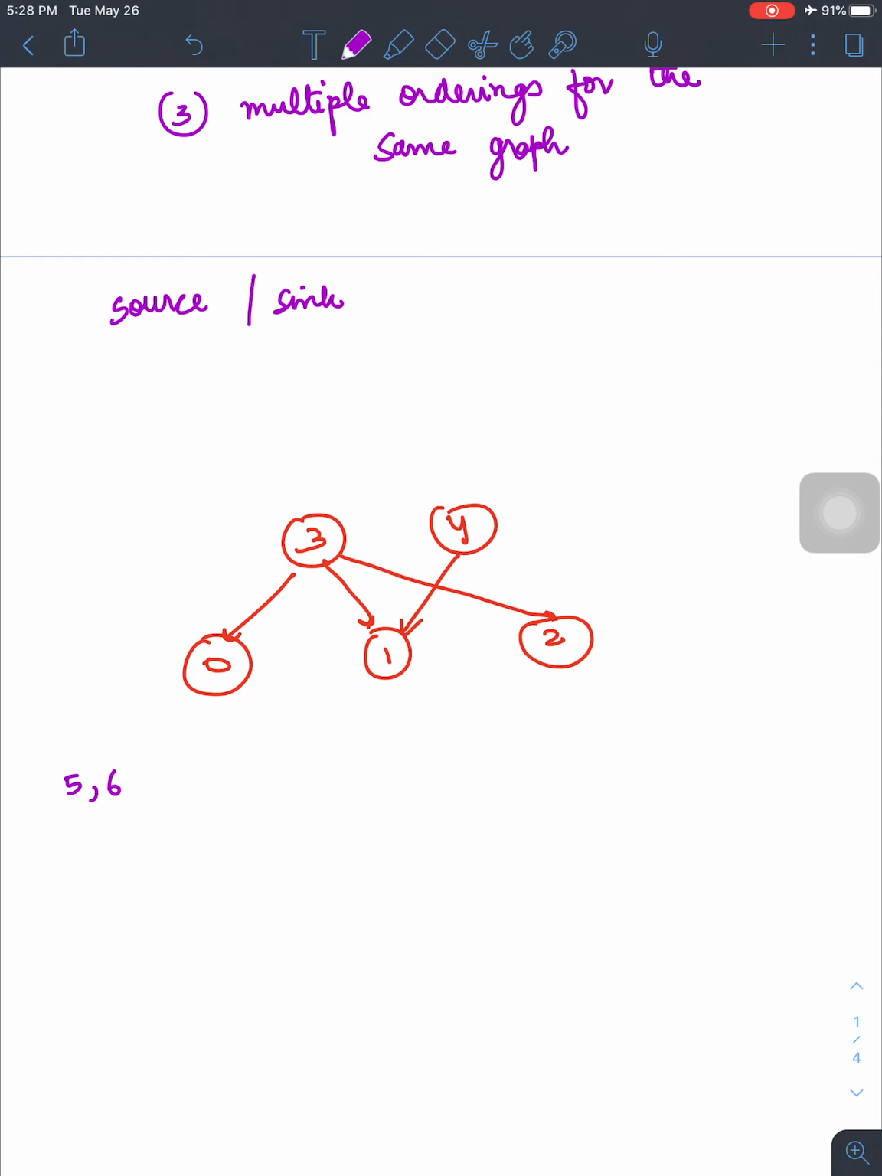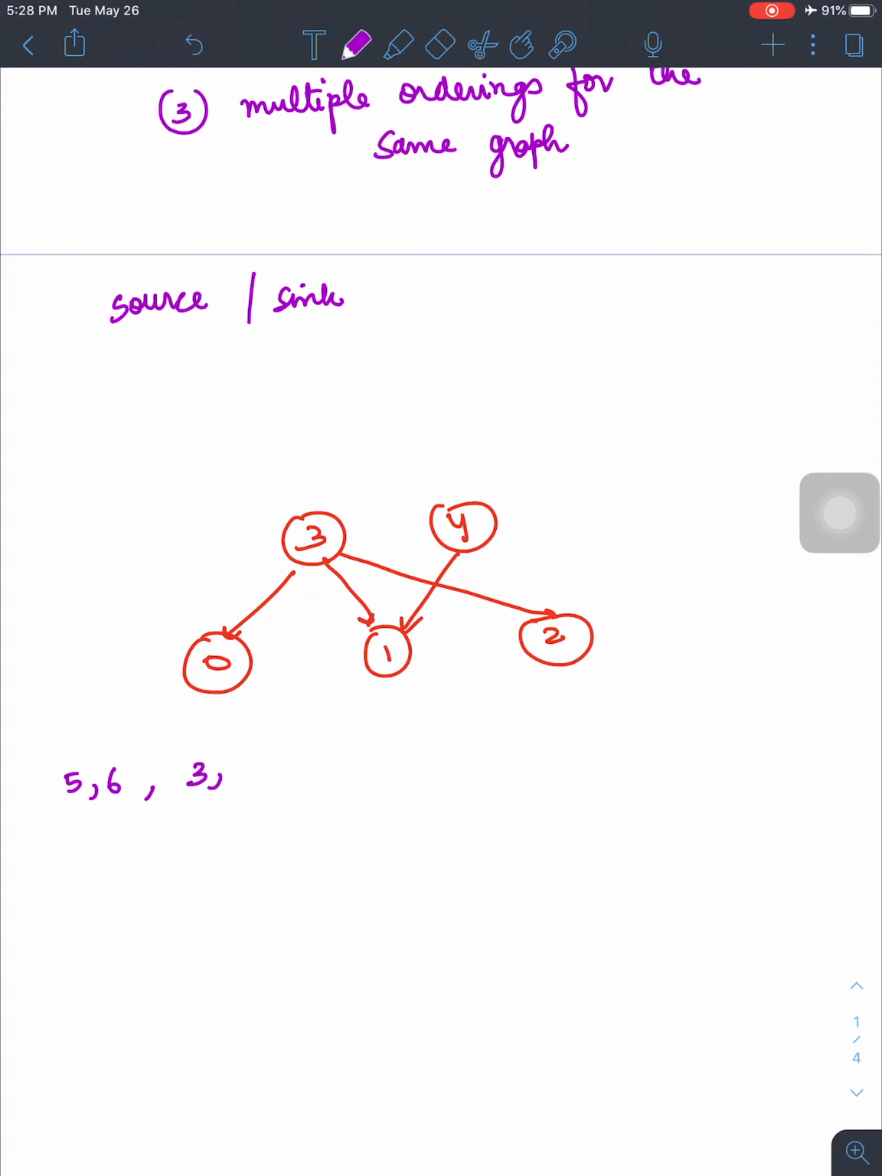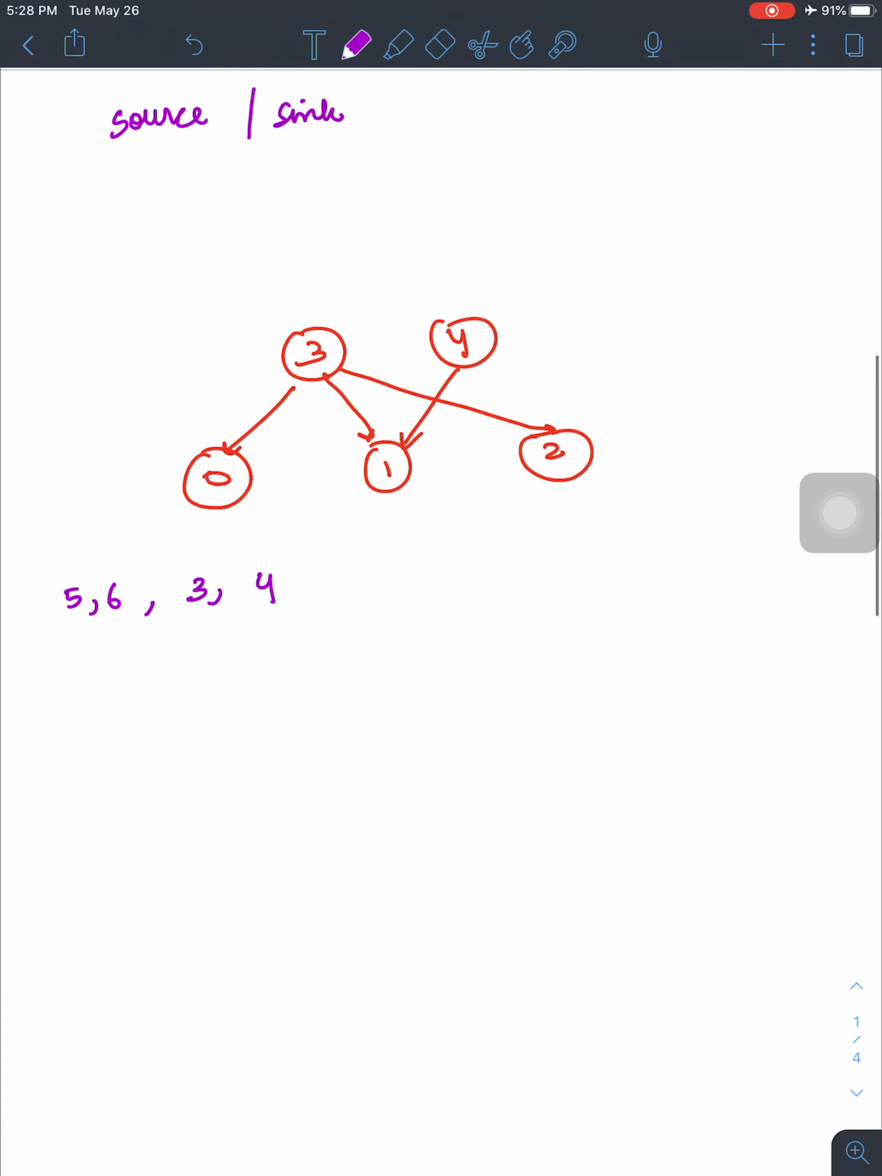So the next sources that I have are 3 and 4. The reason I'm not putting 2 is because 3 is still before 2. So now that I can remove 3 and I can remove 4 and I can remove all of these, now all of these become my sources, and then I can just add them in any particular order that I want. And so 5, 6, 3, 4, 0, 1, 2.